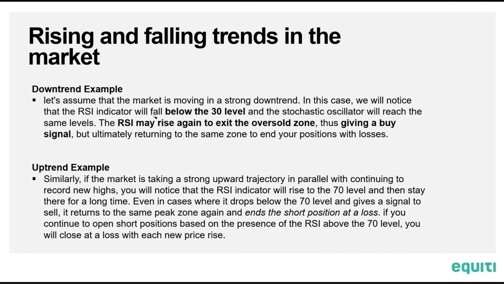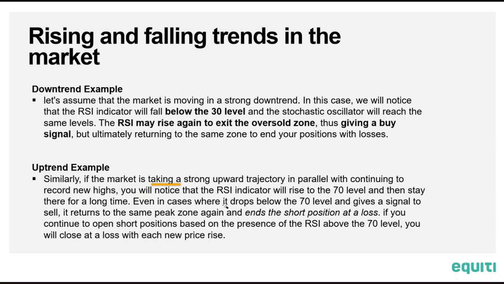In this downward example, I'm giving you a heads up that even though we are below 30 and we may rise again to exit the oversold level, thus giving us a buying signal, we can still stay under the level of 30 and still see a selling movement. Therefore, this is just tips and tricks for you to know. In an upward example, similarly, if the market is taking a strong upward trajectory, continuing to record new highs, you will notice that the RSI will rise to levels of 70 and then stay there for a long time.